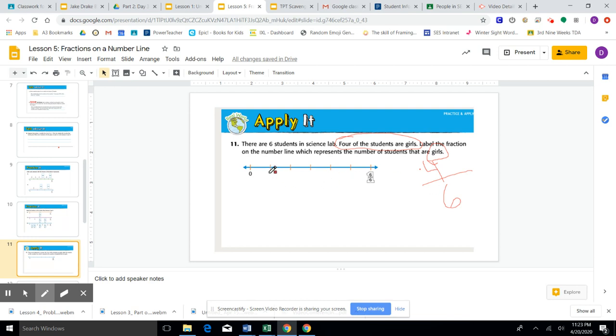Well, I know this will be 1 out of 6, 2 out of 6, 3 out of 6. Oh, here it is. This would be 4 out of 6. So this is how many girls were in this science lab.